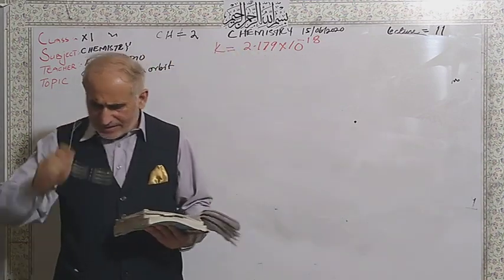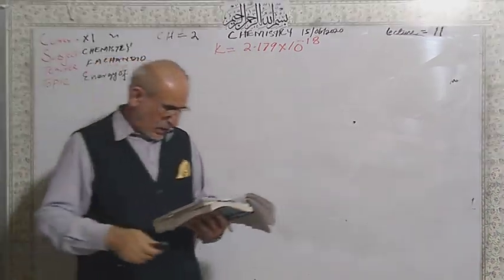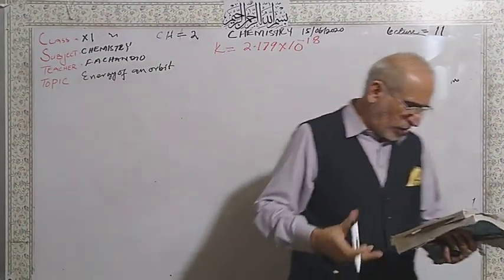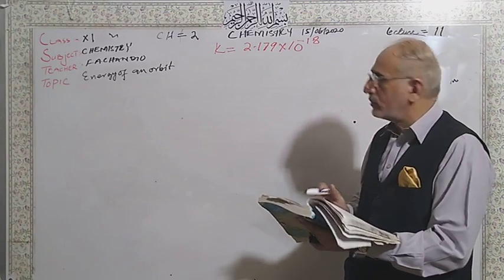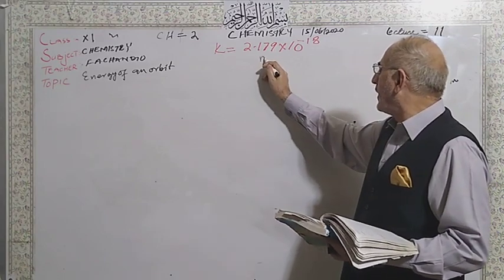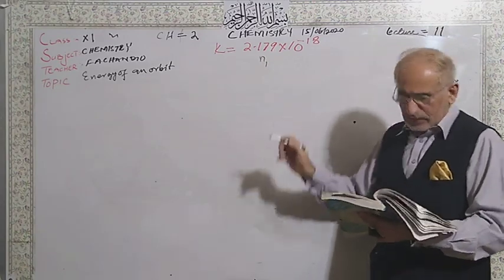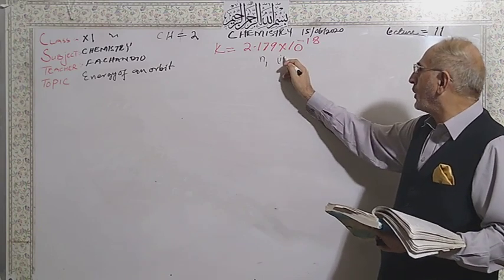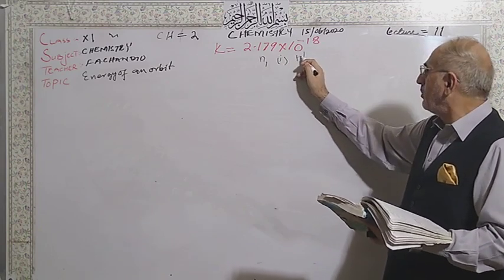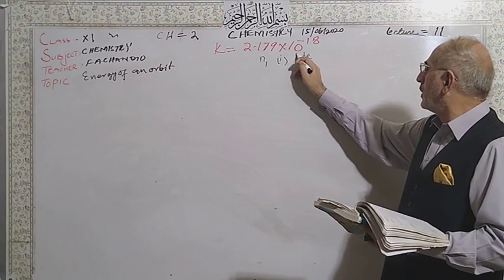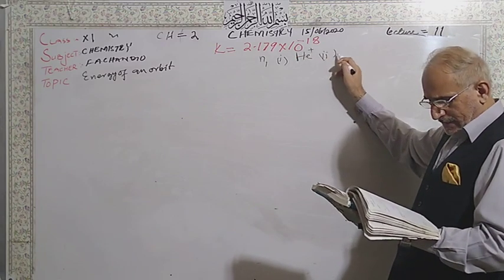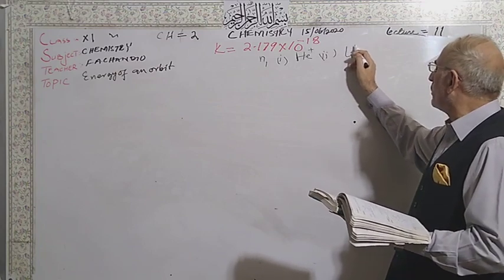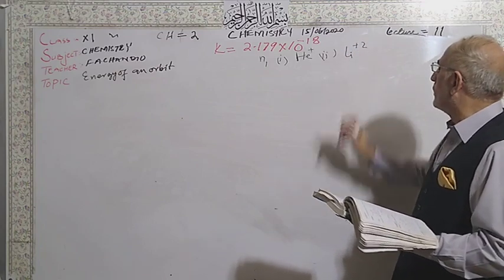The question is, in your book, example number 2.1.4.5: calculate the value of n1 for helium positive ion and lithium positive 2 ion.